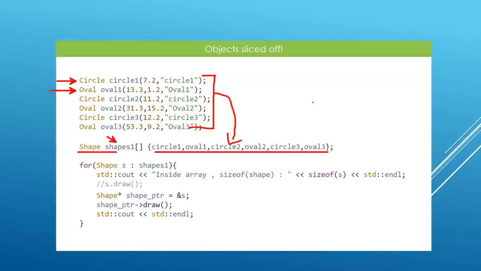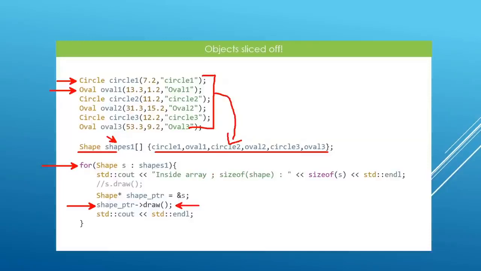And you might guess what this is going to do. This is going to slice off circle and oval information, and only shape information is going to be stored in this array here. So if we happen to loop through this array like we do here and try to call the draw method, this is not going to call the most specific draw method for circle or oval. This is just going to call the shape version of our draw method here. This is something I want you to see.